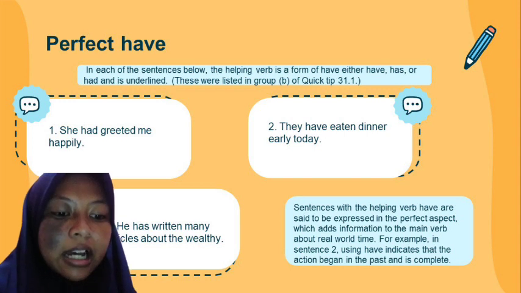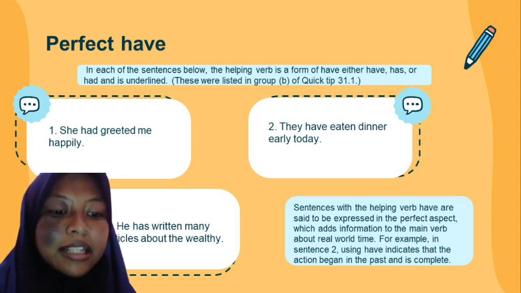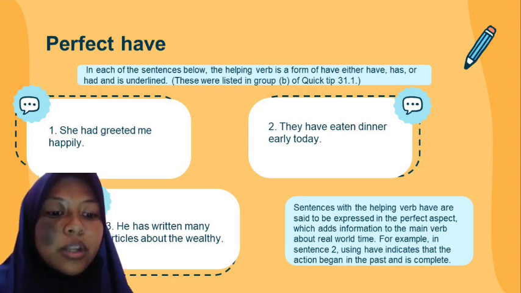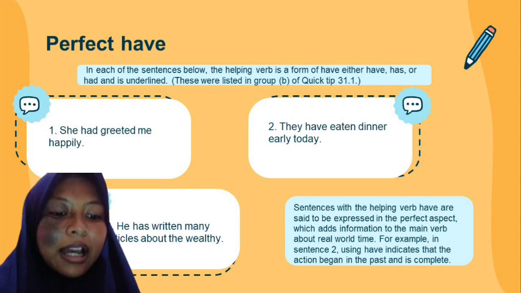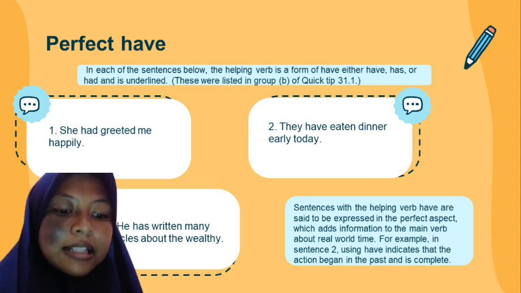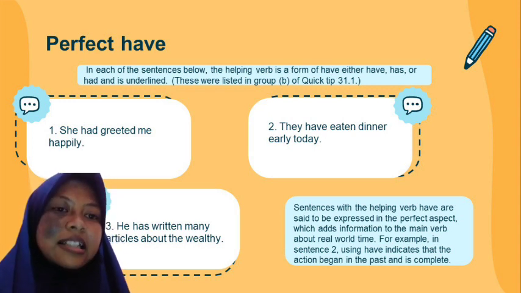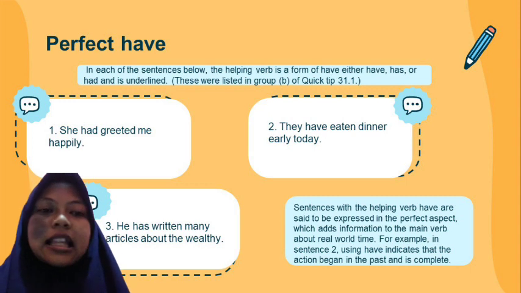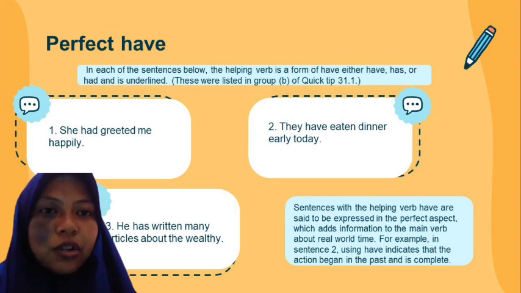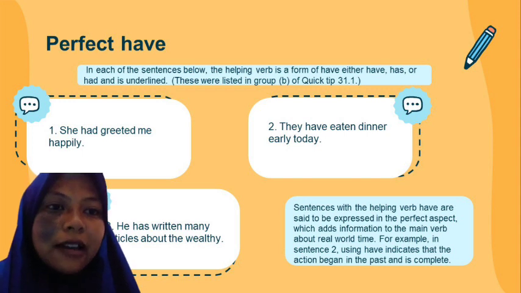Sentences with the verb have are said to be expressed in the perfect aspect, which adds information to the main verb about real world time. For example, in sentence 2, using have indicates that the action began in the past and it's complete. Alright, I think that's all about my explanation for the material modals and perfect have. Back to moderator.